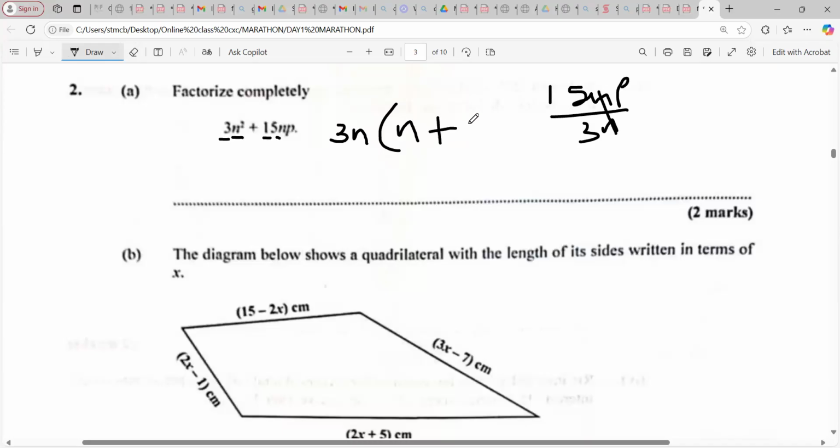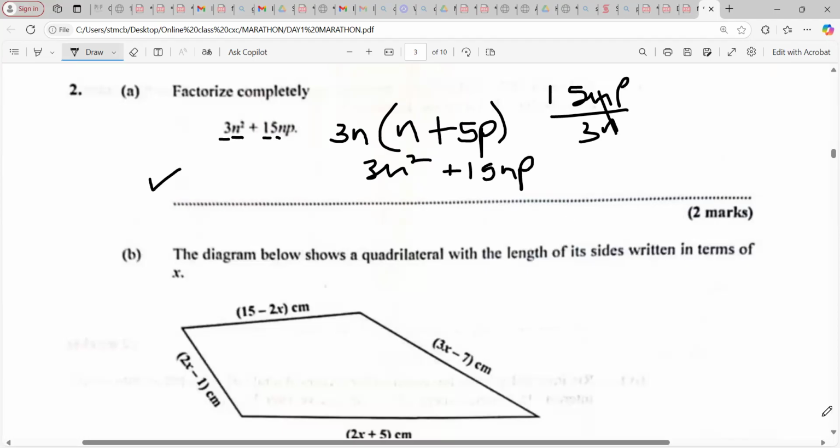One of the things that you can do, guys, remember when you multiply it, you're supposed to get back the original. So you can do a little check. 3n times n would be 3n squared, right? And then 3 times 5, 15. And then you put back your np. So you can check it to see if it did come back to the same. So that would give you 2 marks.